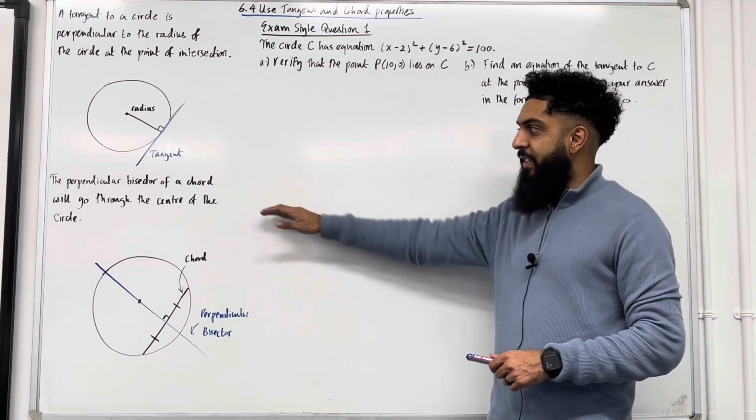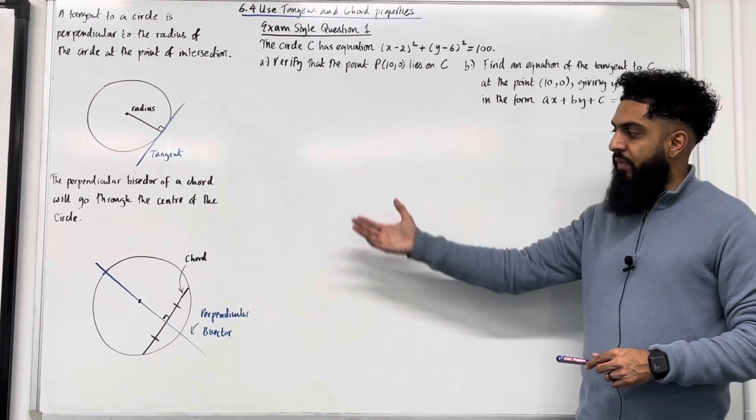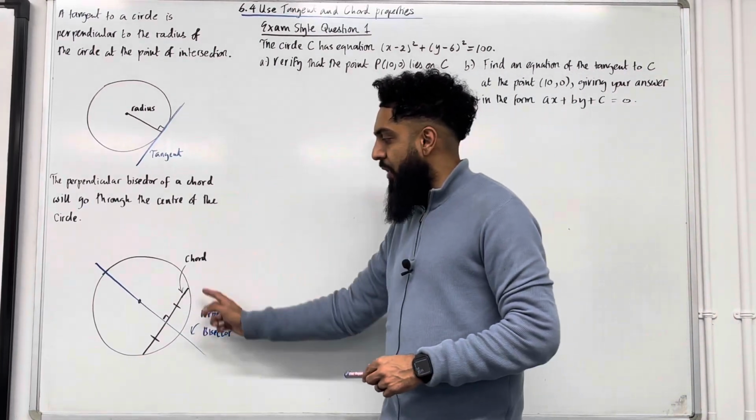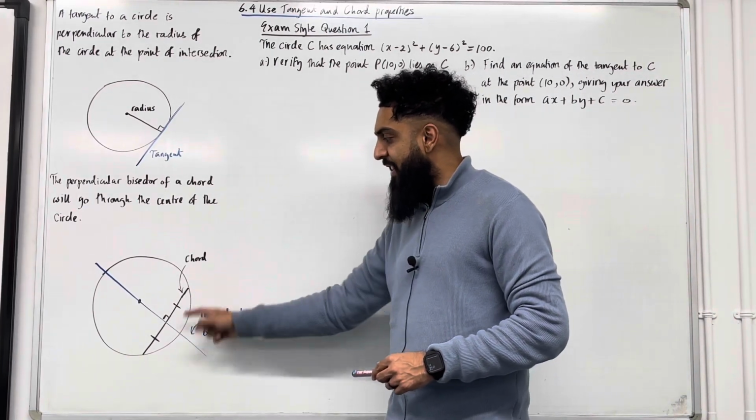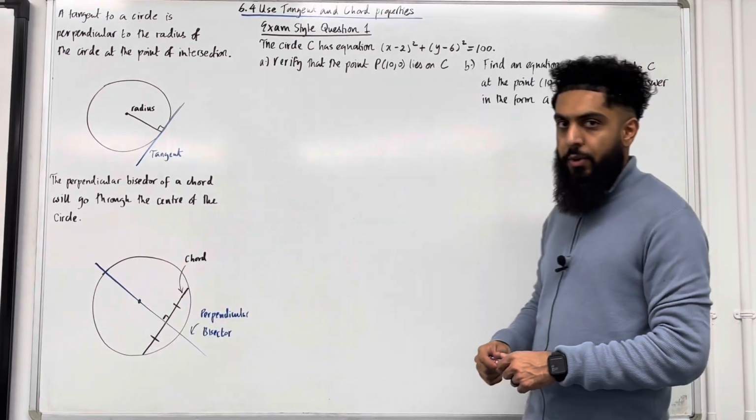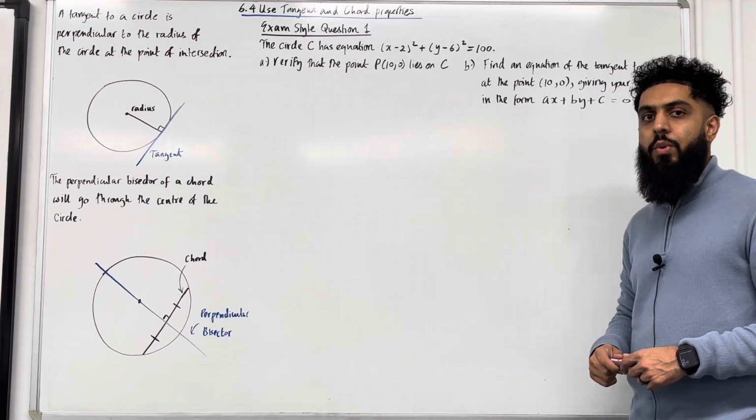The perpendicular bisector of a chord will go through the center of the circle. So in this diagram, we've got a circle, we've got a chord, the perpendicular bisector bisects the chord into two equal parts, meets the chord at 90 degrees, and passes through the center of the circle. We're going to use these key facts to answer two exam style questions.